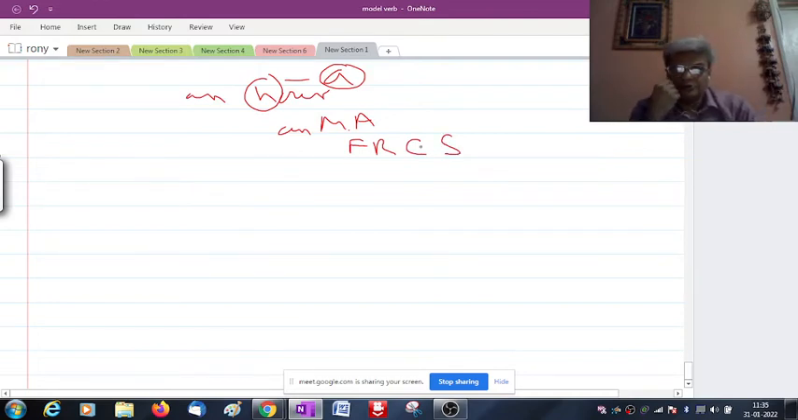What vowel should we use? Sir, an, because of F first. A for C S. So an. Got it? Up to this is it okay or not? Tell me.